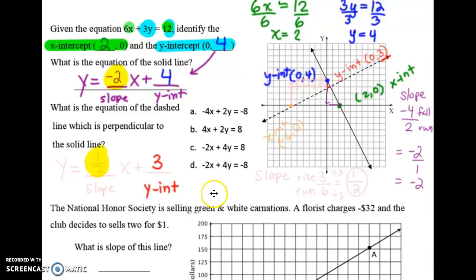Notice they said perpendicular to the solid line. Perpendicular again means opposite reciprocal. So the original equation for the solid line had a slope of negative 2. We treat it as negative 2 over 1, as we did here on the far right. The opposite of a negative 2 is a positive 2. The reciprocal of 2 over 1 is 1 over 2.